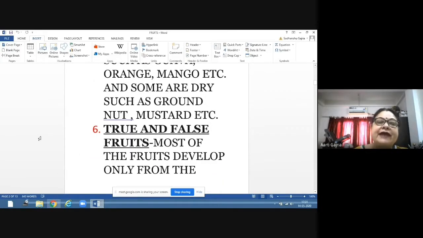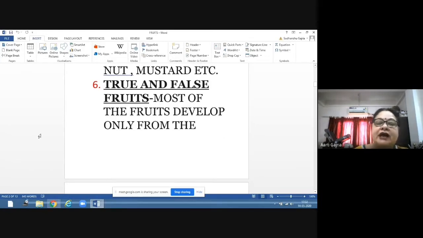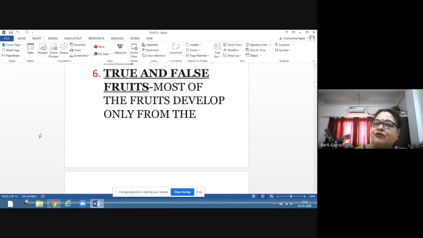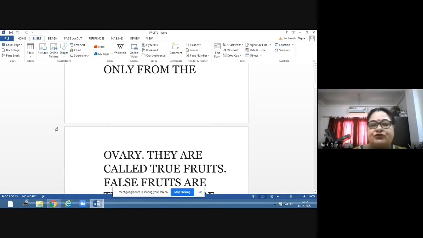The next type of classification of fruits is true and false fruits. True fruits are the fruits which develop from the ovary, because we know that in general most of the fruits are developed from the ovary. So those fruits which have developed from the ovary, because the ovary gets converted into fruit, these fruits are called true fruits.